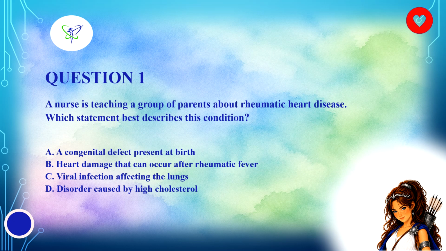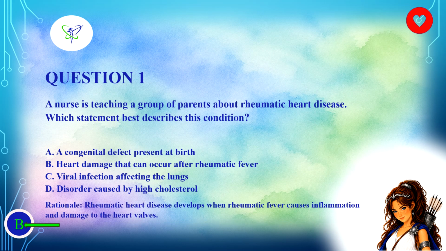Question 1. A nurse is teaching a group of parents about rheumatic heart disease. Which statement best describes this condition? A, a congenital defect present at birth. B, heart damage that can occur after rheumatic fever. C, viral infection affecting the lungs. D, a disorder caused by high cholesterol. And I'm going to say B. Rheumatic heart disease develops when rheumatic fever causes inflammation and damage to the heart valves.